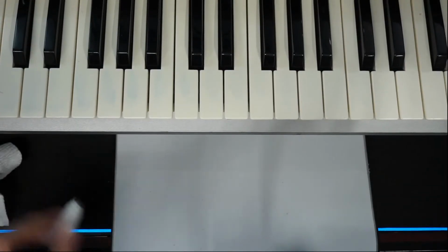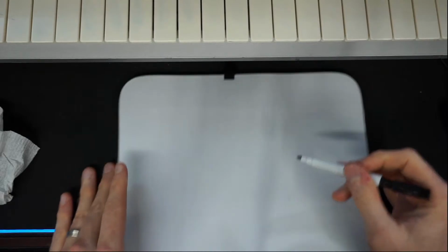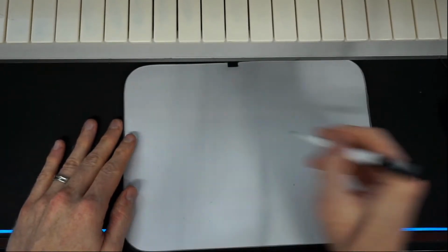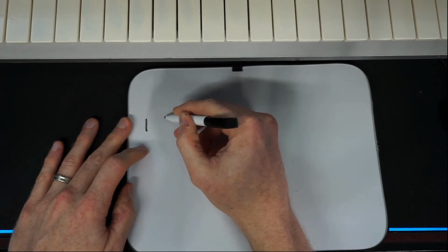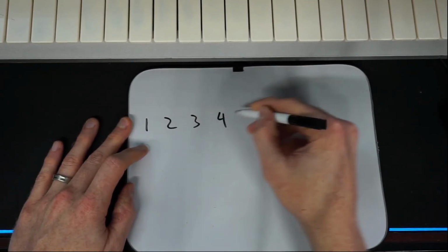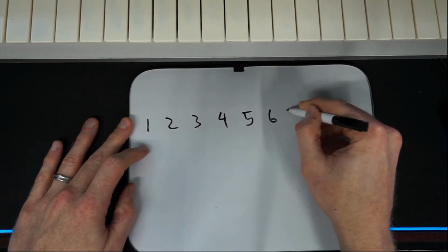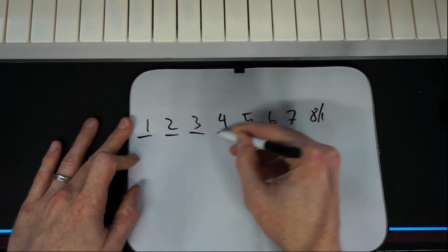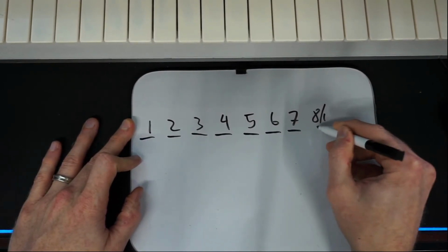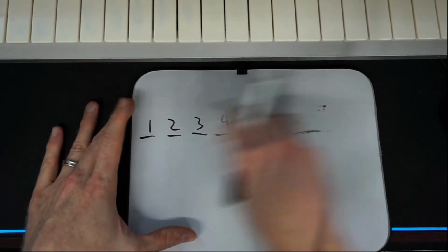So let's look at how this can apply to a normal musician's world. Let's write out our notes again. This time we're going to do it kind of upside down: 1, 2, 3, 4, 5, 6, 7, 8, or 1. And then we'll write underneath here. I'm going to slow myself down a little bit and get this a little more symmetrical.